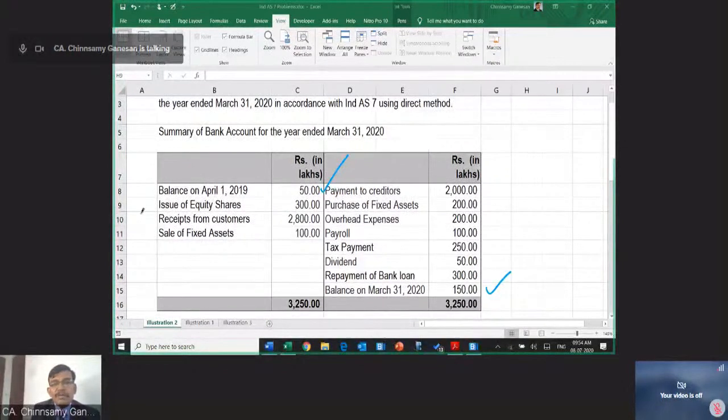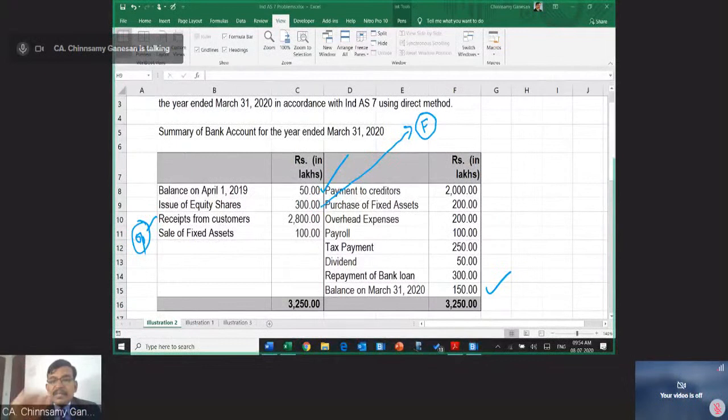When we are seeing issue of equity shares, is it an inflow? Because all these items are inflows, right? Is it an inflow? Yes. Where does it have to be classified? It should be classified as part of your financing activity, because issue of equity shares, sale proceeds received, is financing activity. Receipt from customers is core business activity. This is my operating cash flow.